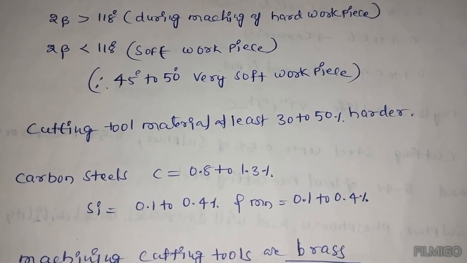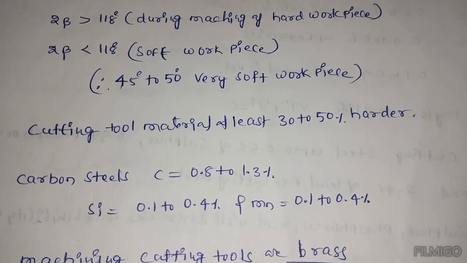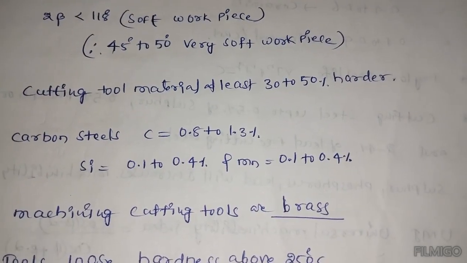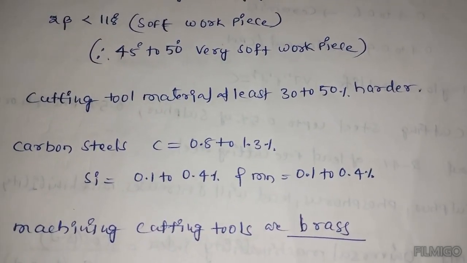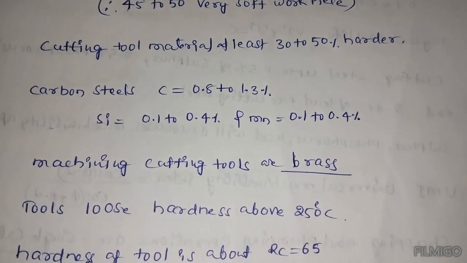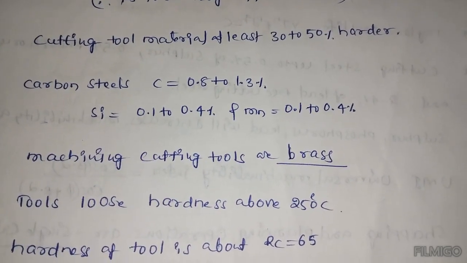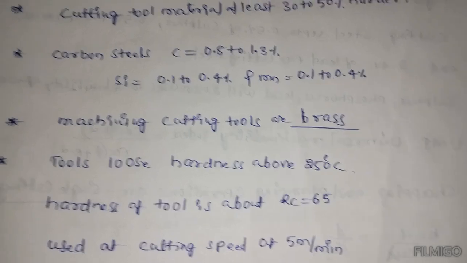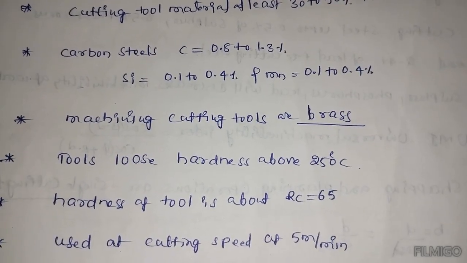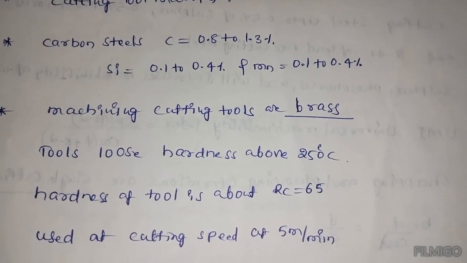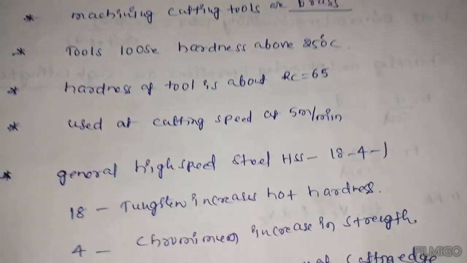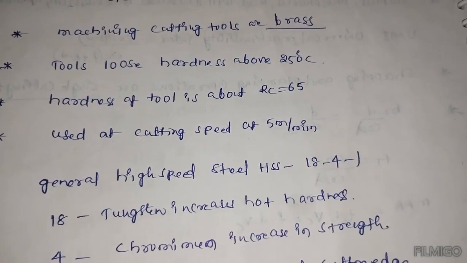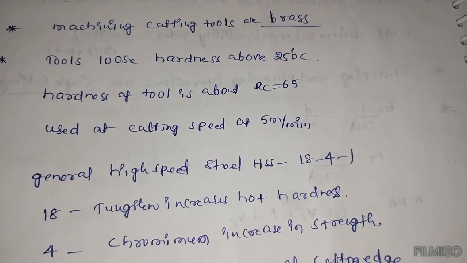Carbon tool steel: carbon 0.8 to 1.3%, silicon 0.1 to 0.4%, and manganese 0.1 to 0.4%. Used for machining cutting tools of brass. Tools lose hardness at about 250 degrees. Hardness of the tool is about Rc 65, and it is used at a cutting speed of 5 meters per minute.